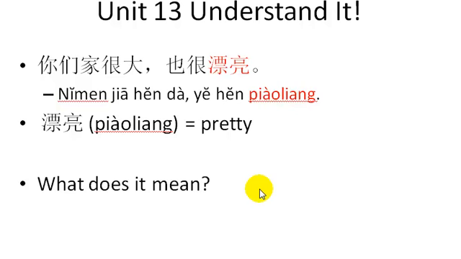Okay. Next, Leo is impressed with Gao Wenzhong's house and says this: 你们家很大，也很漂亮. Okay? And the only thing here you're not familiar with is this 漂亮, which means pretty.